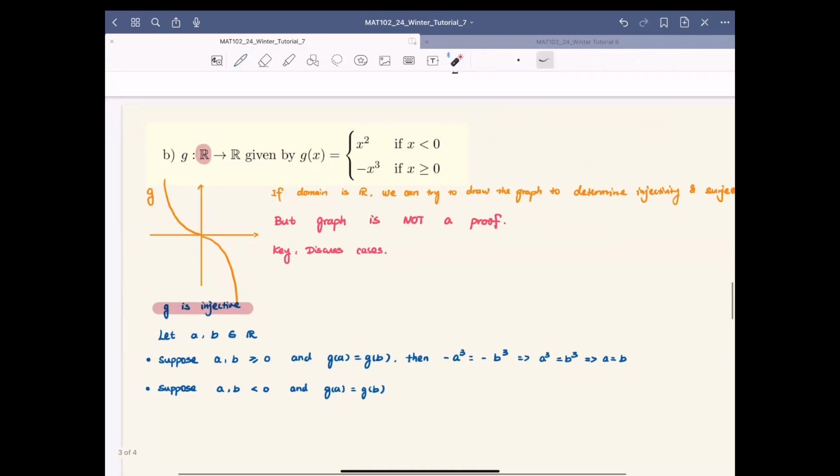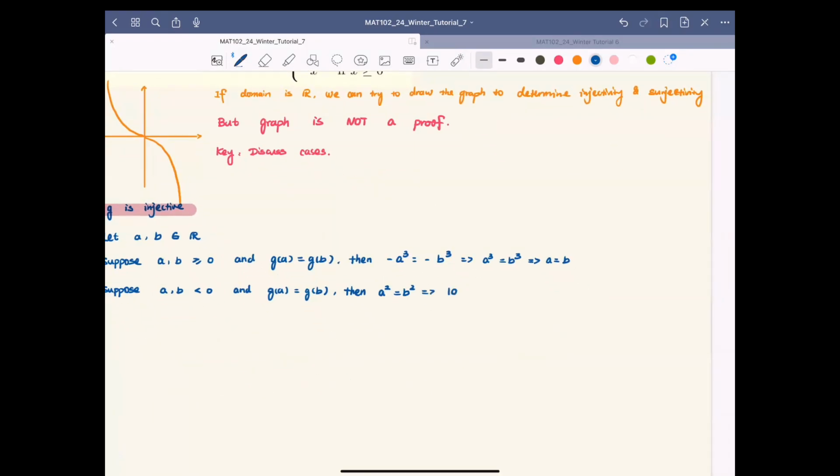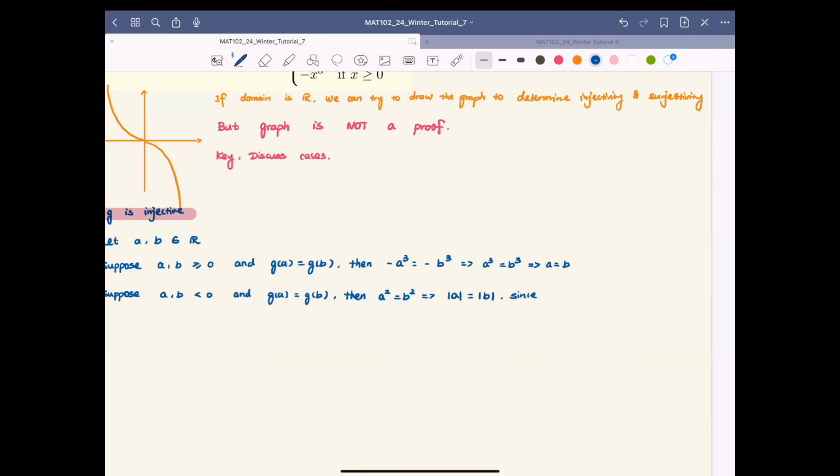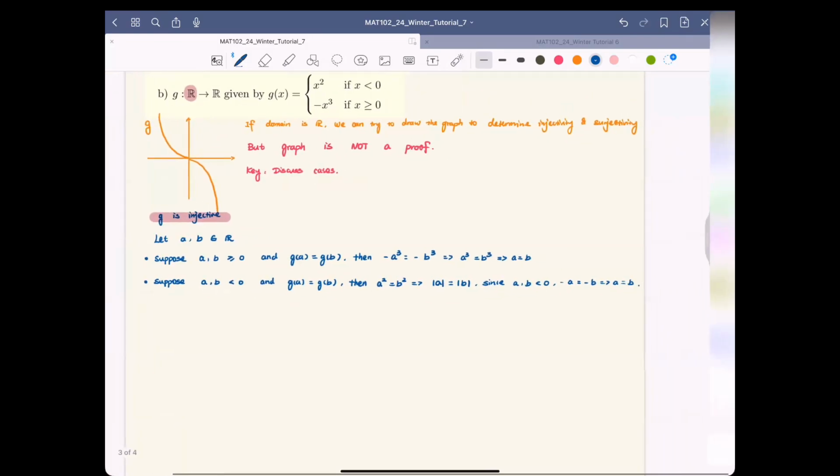Then they are both using the first piece. So I have A squared equals B squared, and you can take the square root, which will give you the absolute value of A equals the absolute value of B. Because they are both negative, since A and B are both negative, you can just say A equals B, or you can do a little bit more. You can say negative A equals negative B, which implies A equals B. Okay? So far, so good for the first 2 cases.